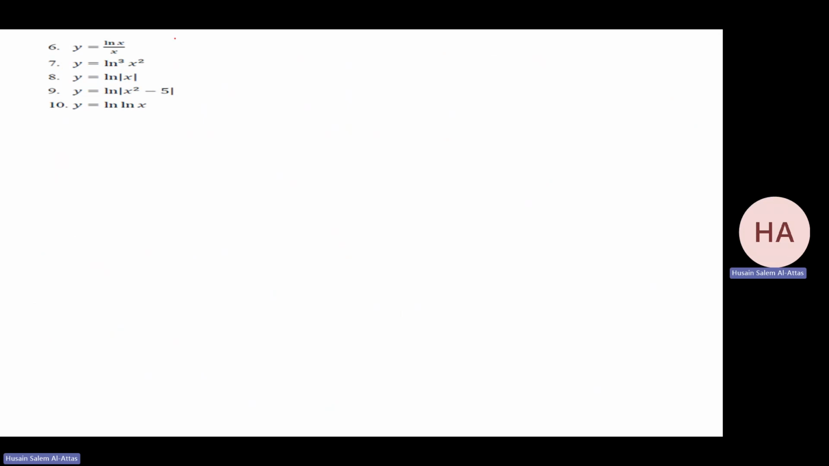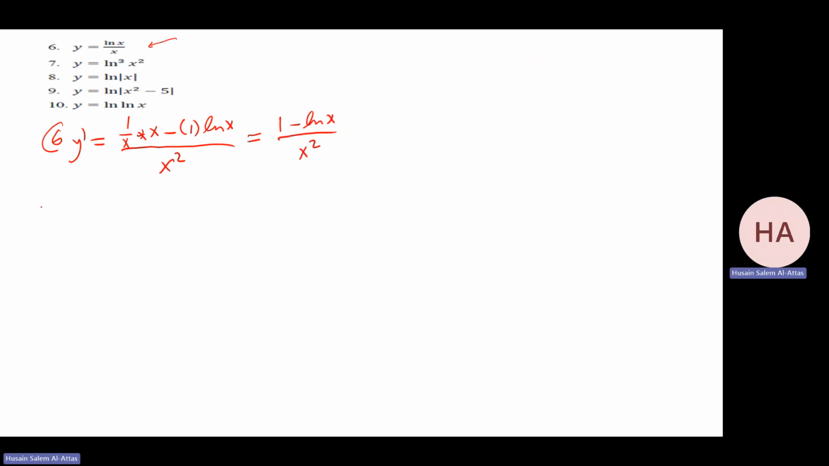Number 6, I have a quotient. So y prime will be what? The derivative of the numerator, 1 over x, times the denominator, minus the numerator, ln x, times 1, over x squared. And that is 1 minus ln x over x squared.